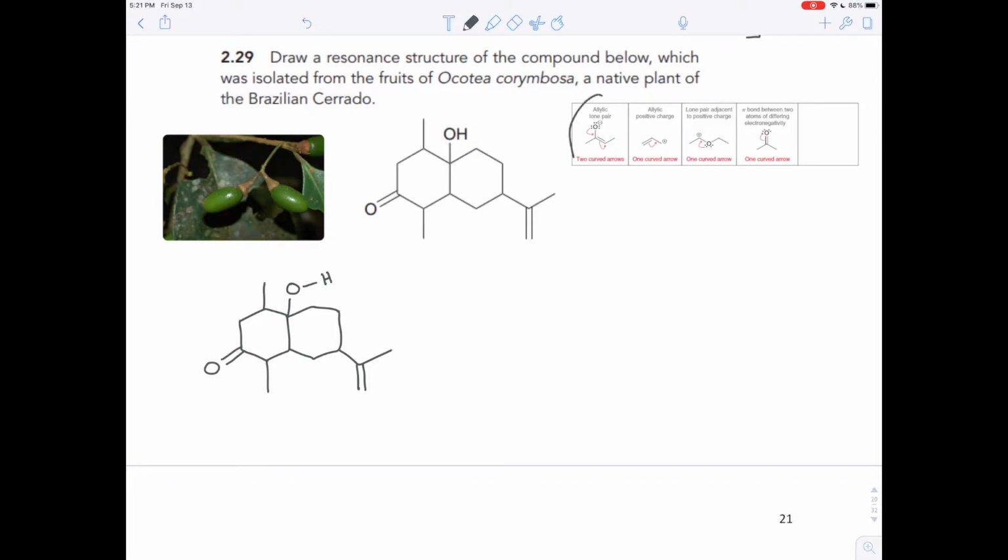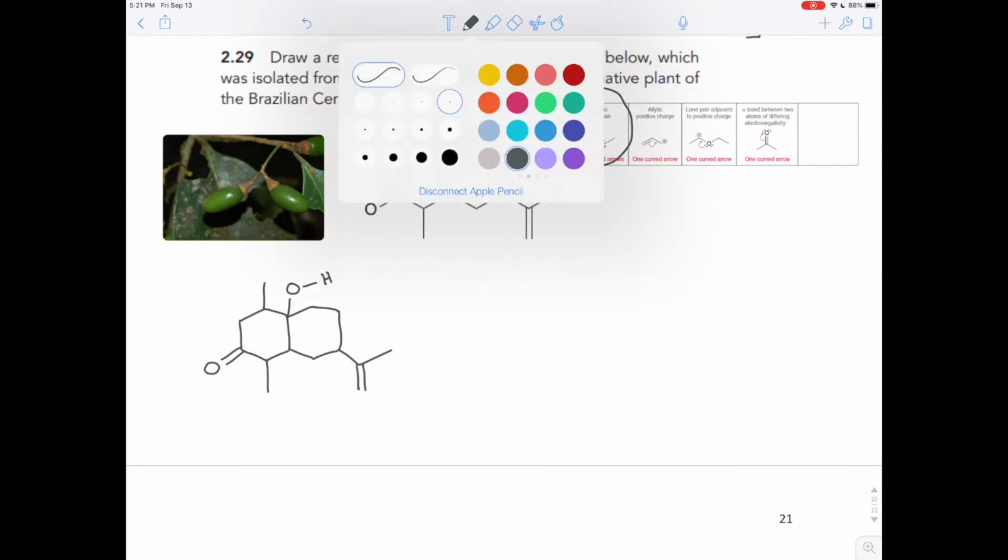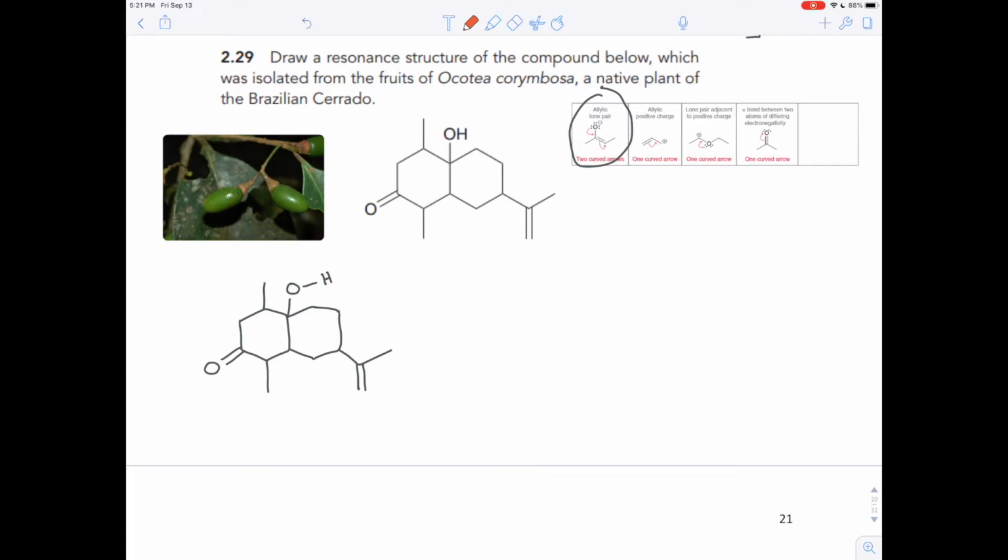So first, do we have an allylic lone pair? Well, first, let's draw in all the lone pairs. Notice that each of the oxygens has 2 bonds, and so 4 electrons around them. So they each need 4 more, so they each have 2 lone pairs. Okay, now they have 8 electrons around them.